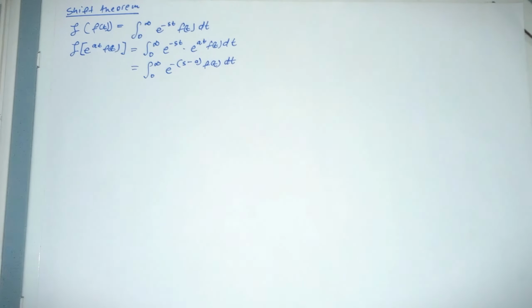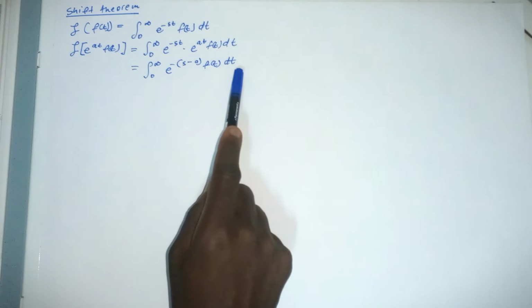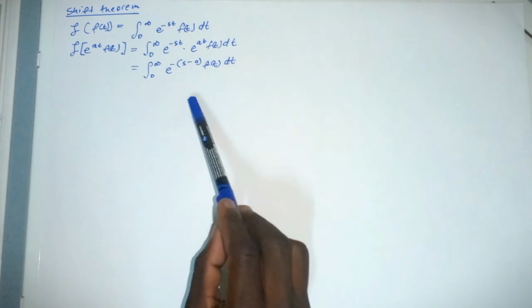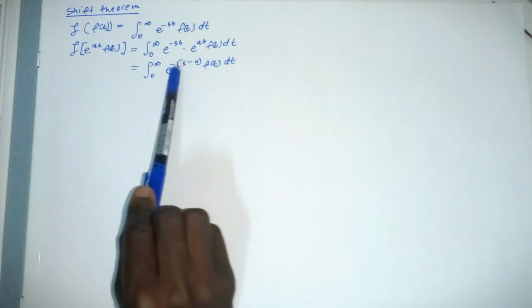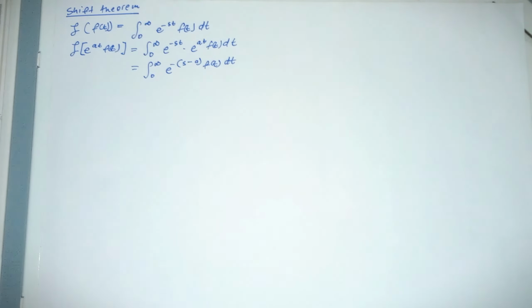Okay, so as you can see, I've said s is a constant, so that means s minus a is also a constant here because we're integrating with respect to t. So I'm going to use the substitution. Instead of writing s, I'm going to write s minus a. Okay, so this is all about the shift theorem. So now I'm going to solve the problems using shift theorem.